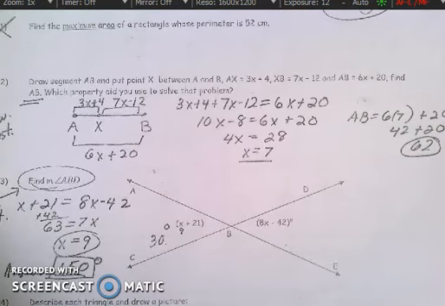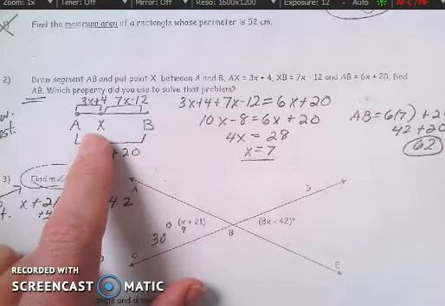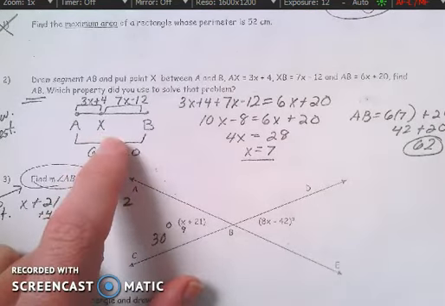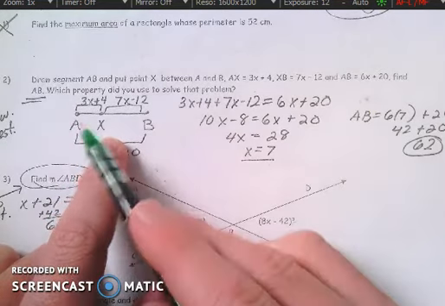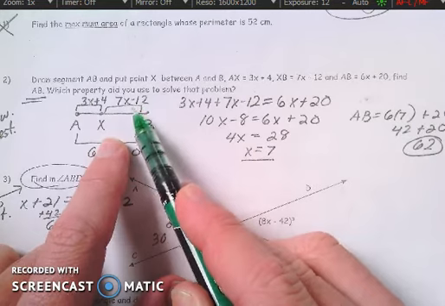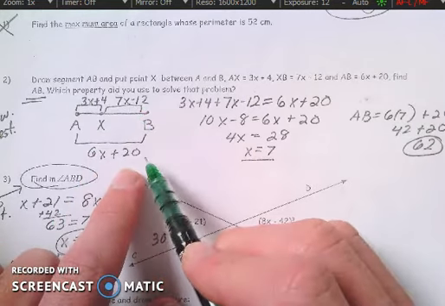It says to draw a segment AB and put an X some point between. So here's X, some point between A and B. And you want to label our things. AX is 3x plus 4, and then we have 7x minus 12, and the whole thing is 6x plus 20.